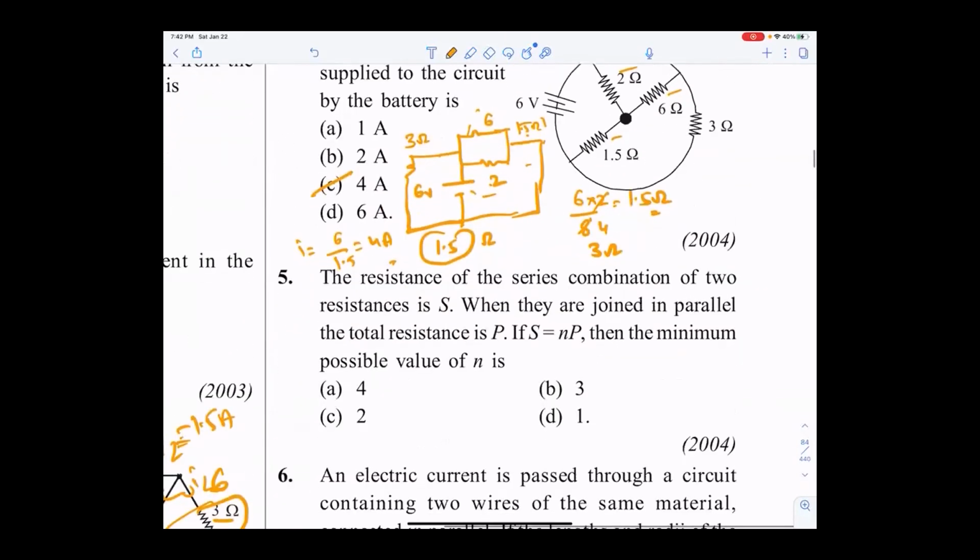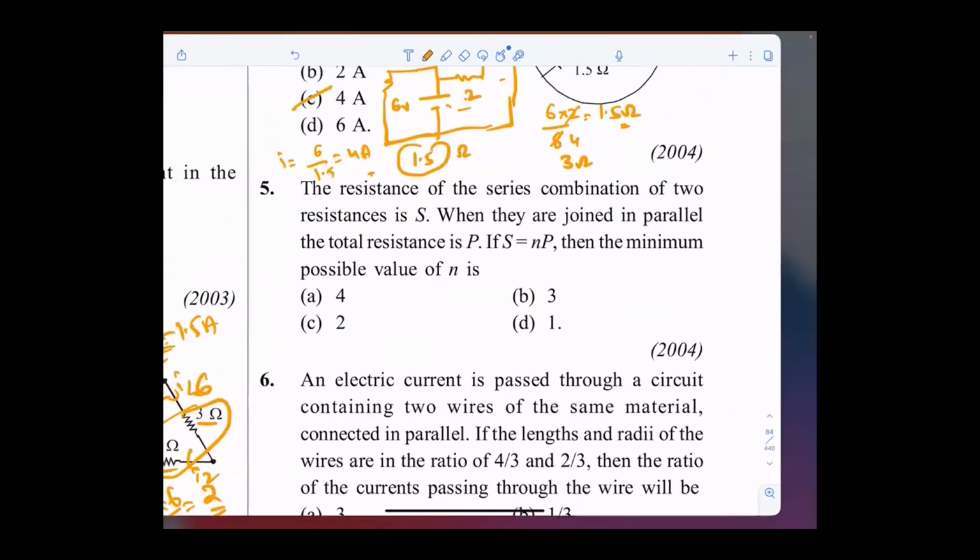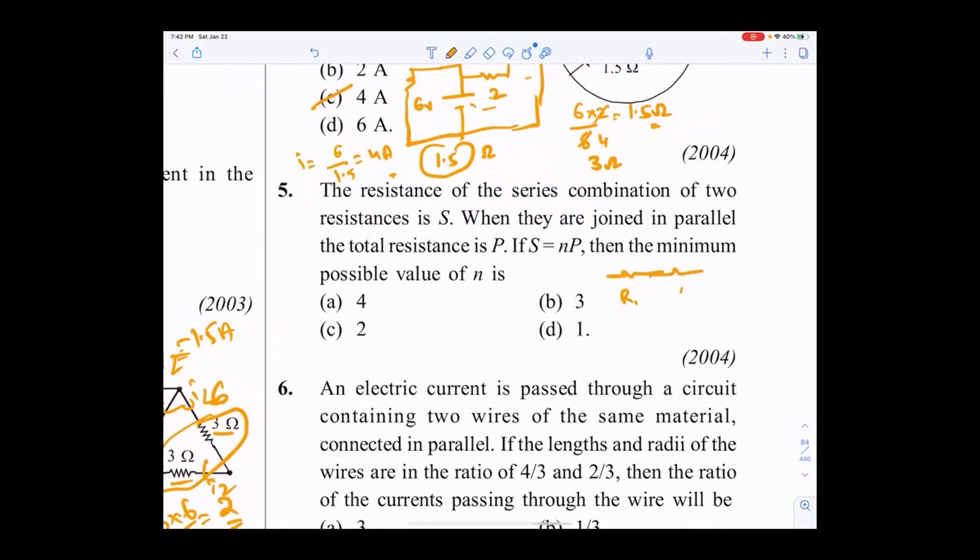The resistance of a series combination of two resistances is S. So two resistors R1, R2: R1 plus R2 is equal to S. When they are joined in parallel, R1 R2 by R1 plus R2 is equal to P. So he's saying S is equal to N times P. Then what is the minimum possible value of N?